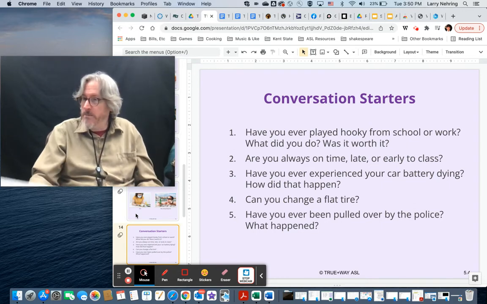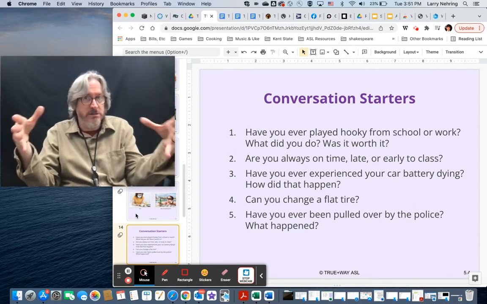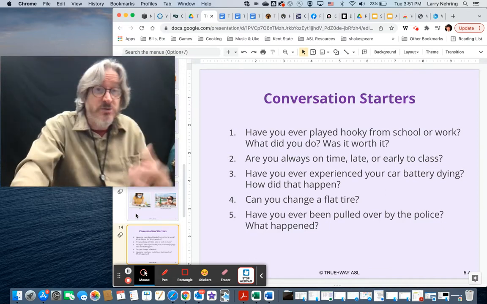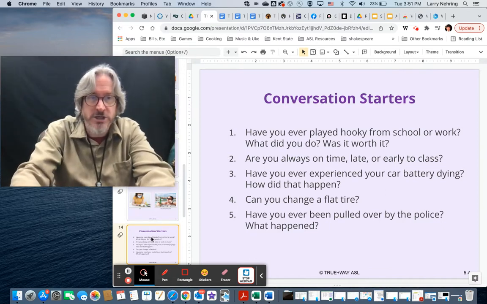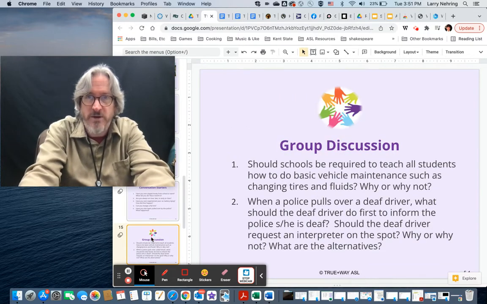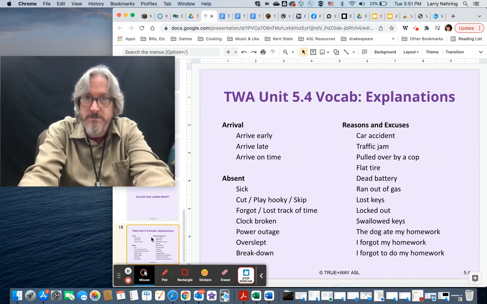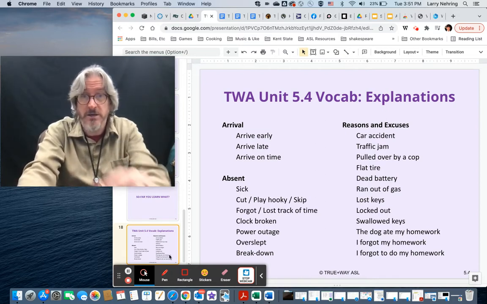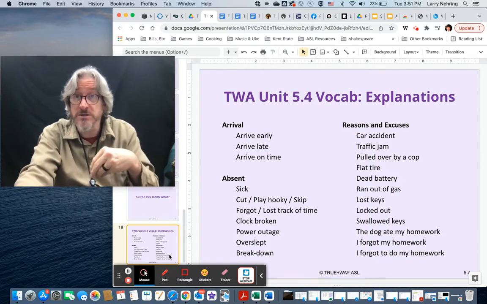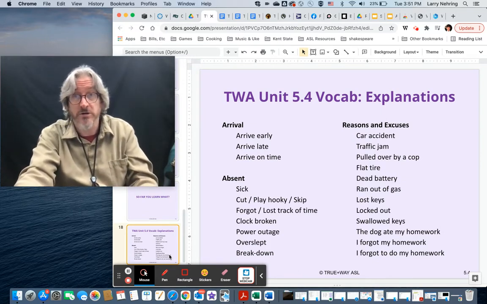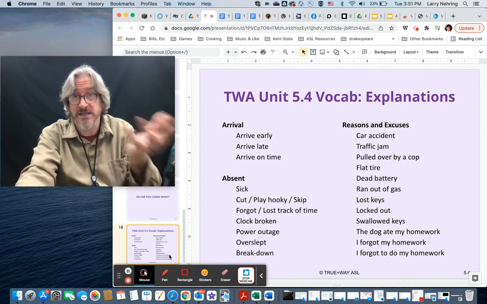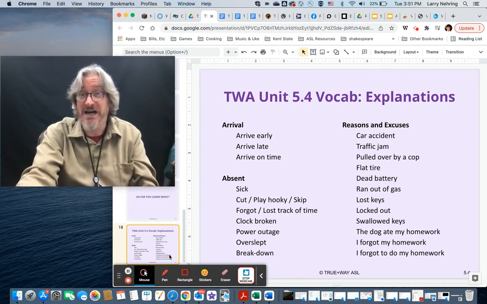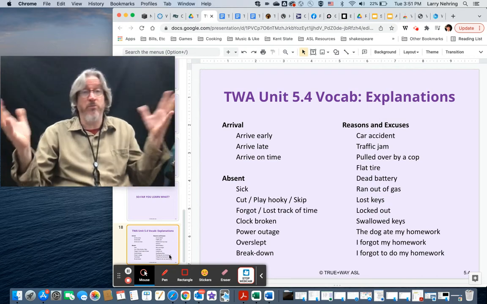All right. So I think those are the ones in the conversation that you most need to pay attention to. So that's 5.4. There's really nothing that much. We went over most of the vocab. Arrive early, arrive late, arrive on time, sick, cut, play hooky, breakdown, overslept, power out, car accident, traffic jam, pull over, flat tire, battery, ran out of gas, lost keys, locked out, swallowed keys, dog ate my homework, forgot my homework, forgot to do. So we put all of those in there.